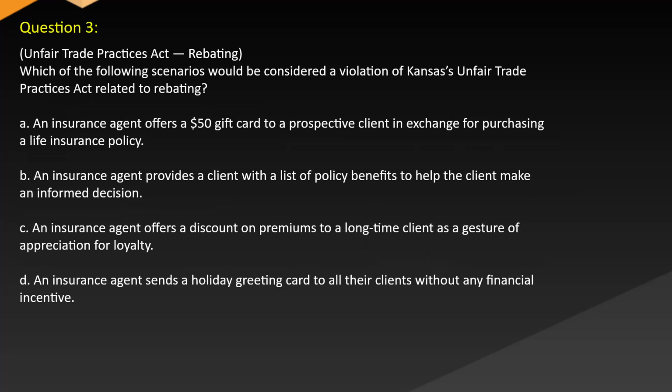Question 3. Unfair Trade Practices Act. Rebating. Which of the following scenarios would be considered a violation of Kansas's Unfair Trade Practices Act related to rebating? A. An insurance agent offers a $50 gift card to a prospective client in exchange for purchasing a life insurance policy. B. An insurance agent provides a client with a list of policy benefits to help the client make an informed decision. C. An insurance agent offers a discount on premiums to a long-time client as a gesture of appreciation for loyalty. D. An insurance agent sends a holiday greeting card to all their clients without any financial incentive.